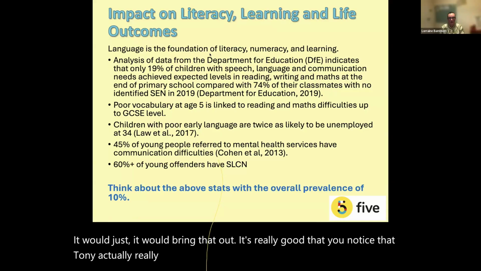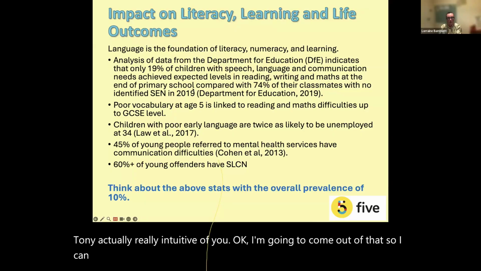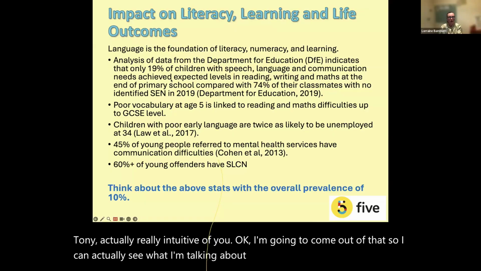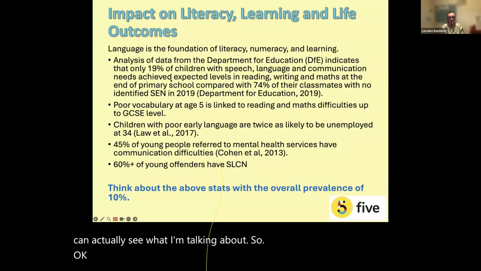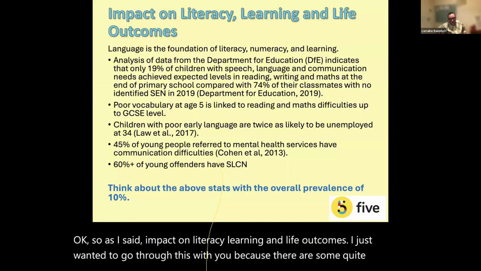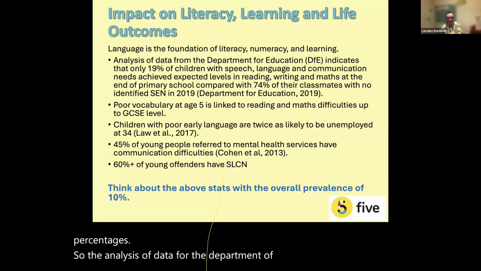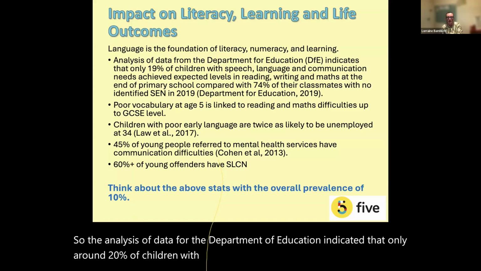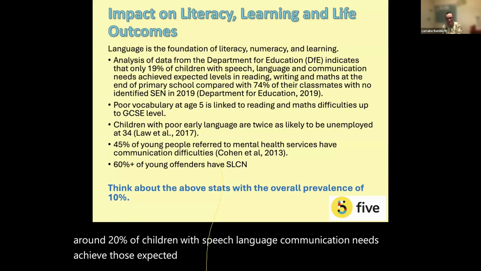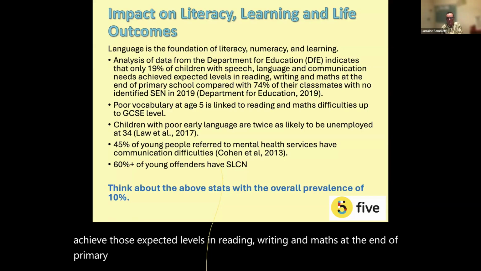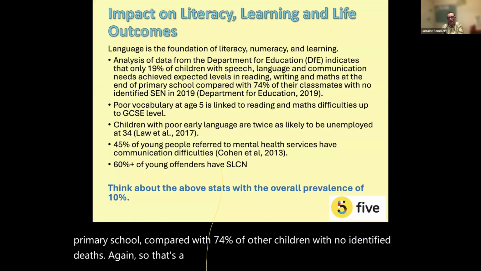Really intuitive of you. Okay, I'm going to come out of that so I can actually see what I'm talking about. So, as I said, impact on literacy, learning, and life outcomes. I just wanted to go through this with you because there are some quite stark percentages. Analysis of data for the Department of Education indicated that only around 20% of children with speech language communication needs achieve the expected levels in reading, writing, and maths at the end of primary school, compared with 74% of other children with no identified SEN. So that's a huge gap, isn't there?